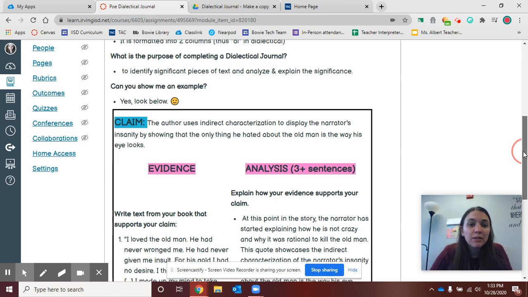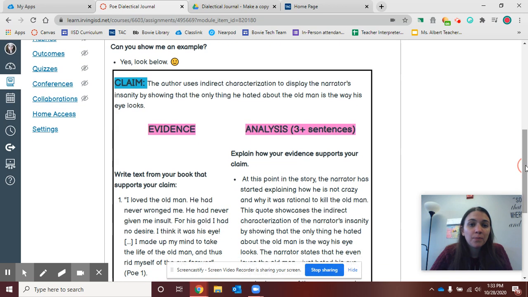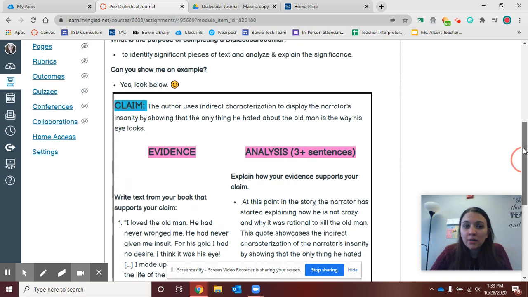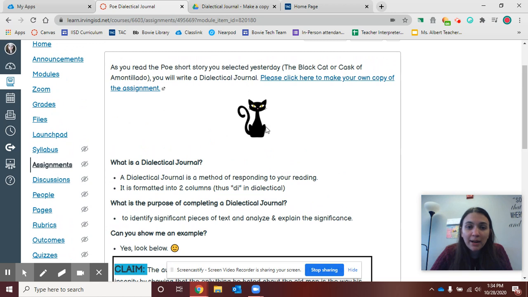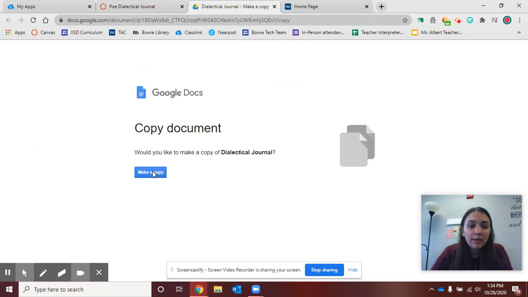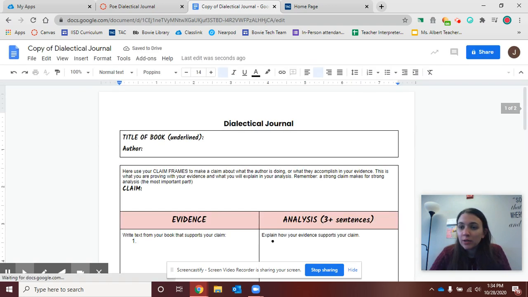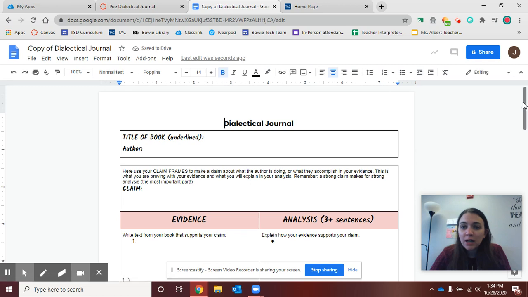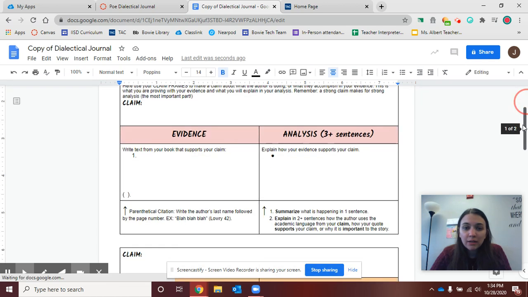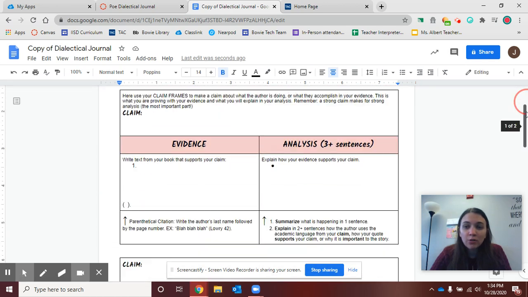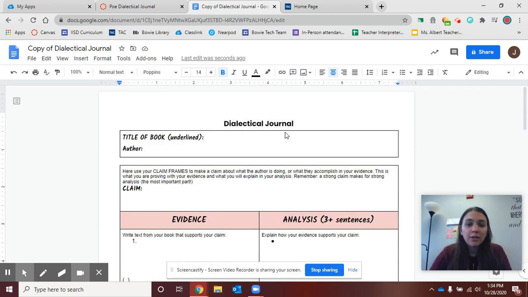So let's look at an example. Up here above The Black Cat, you have a link. It says, please click here to make your own copy of the assignment. When you click on it, it'll look like this. You'll hit make copy. And this will be the template that you use as you read your short story. It says dialectical journal at the top, and it looks like this. So we're going to go through each part.